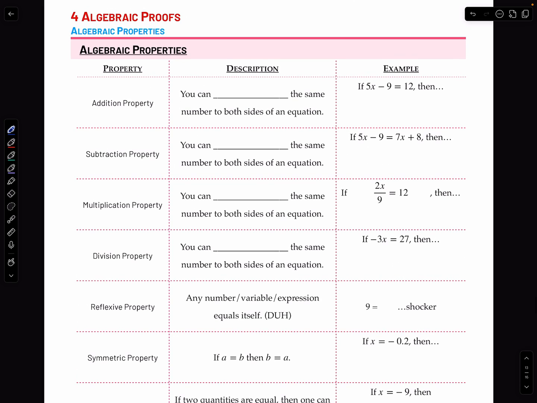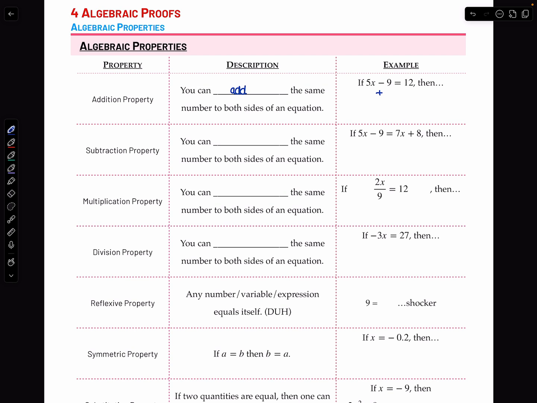So basically, if you have any equation, you can add the same number to both sides, and the equation will remain the same, like obviously. So if you have 5x minus 9 equals 12, you would add 9 to both sides, and it'll still be equal. You don't even need to simplify. You can just add 9 to both sides. For the subtraction property, you can, surprise, subtract the same thing from both sides, and the equation remains the same. So I can, for example, subtract off 7x here from both sides, and that resulting equation will be the same as well.